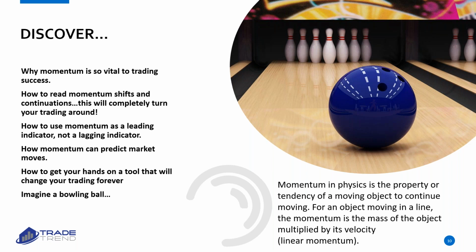The markets work in a very similar way because price charts move in a linear fashion, but the catalyst is different. It's buying and selling pressure. It's supply and demand. That's the difference. But it still creates a predictable momentum shift or a momentum continuation, just like we see with a bowling ball. The challenge is with the markets, it's not quite as easy.